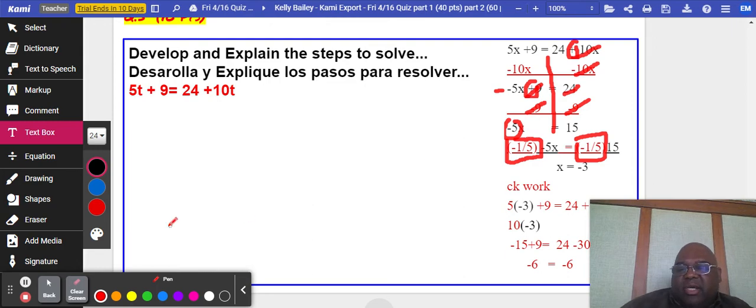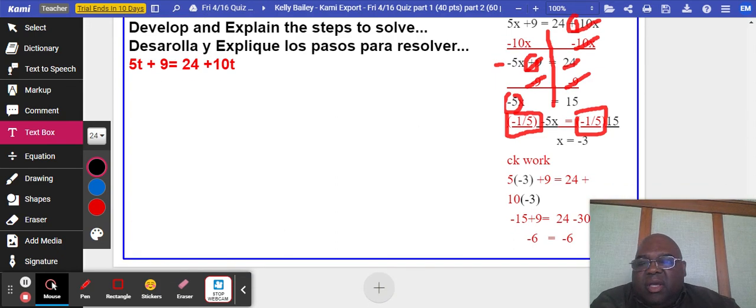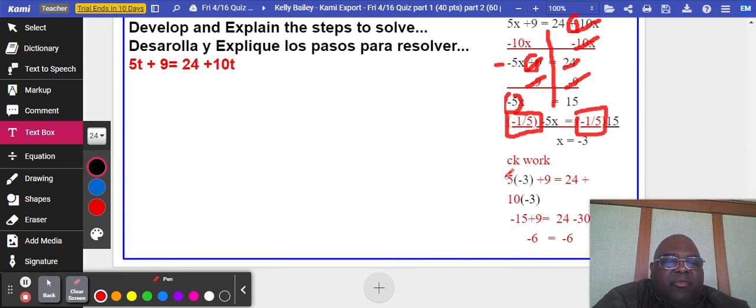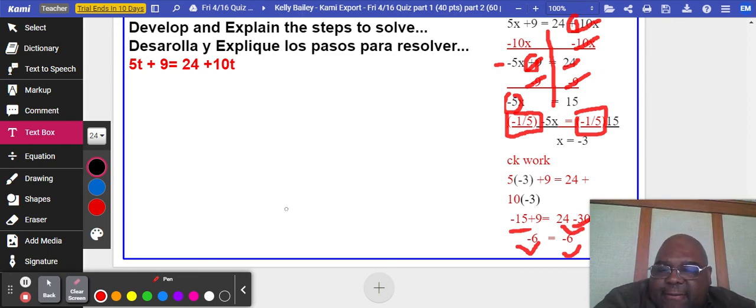So we can use that again to check our work and see if it makes sense. And it does. 5 times negative 3 is going to give me negative 15. Plus 9 is going to give me negative 6. So on the other side, 24 plus 10 times negative 3, which is negative 30, plus positive 24 should give me negative 6. And this also checks. So there we have it, guys.